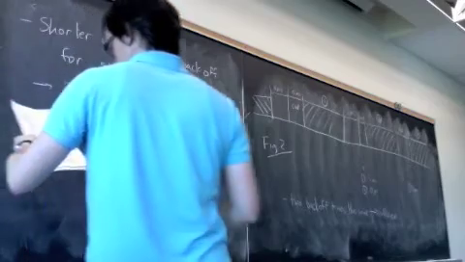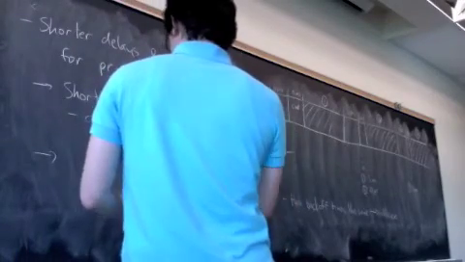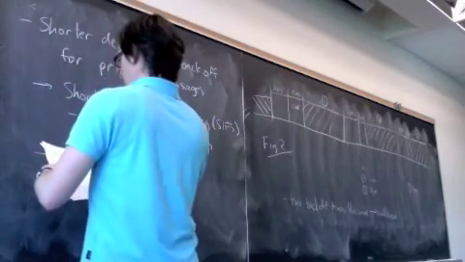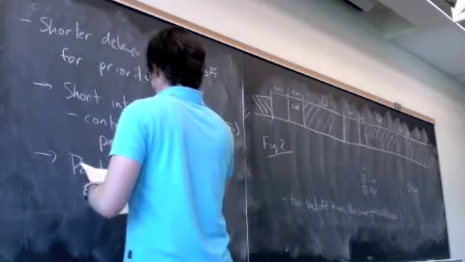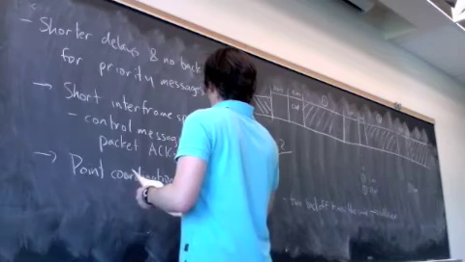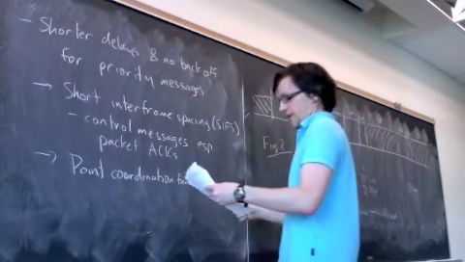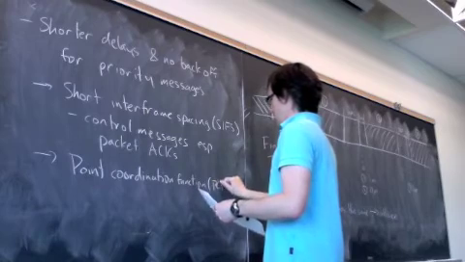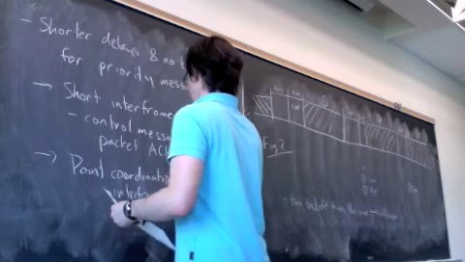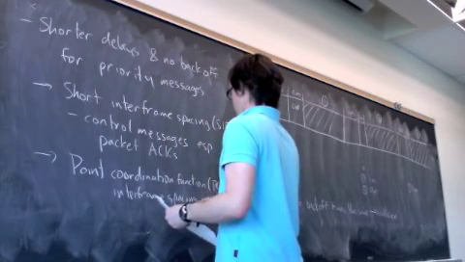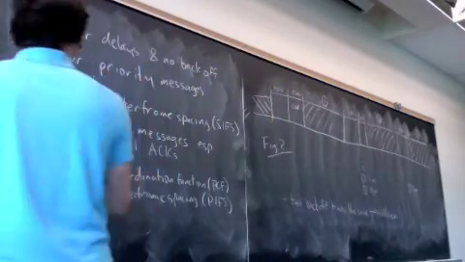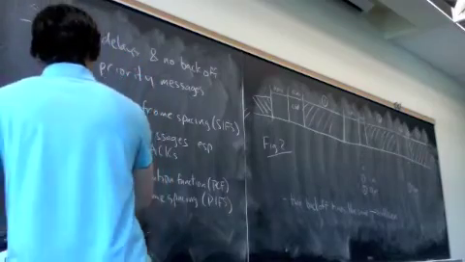The other one is called, again, it's a ridiculous nested acronym, point coordination function, which these three words are abbreviated PCF, interframe spacing, collectively PIFS, and that's a medium amount of time. So this is short, this is medium, and this is for time-bounded services.